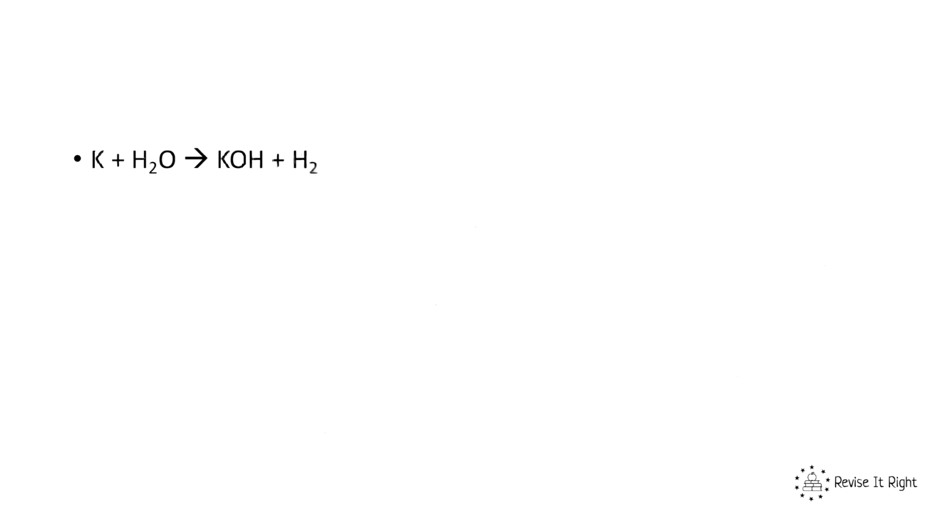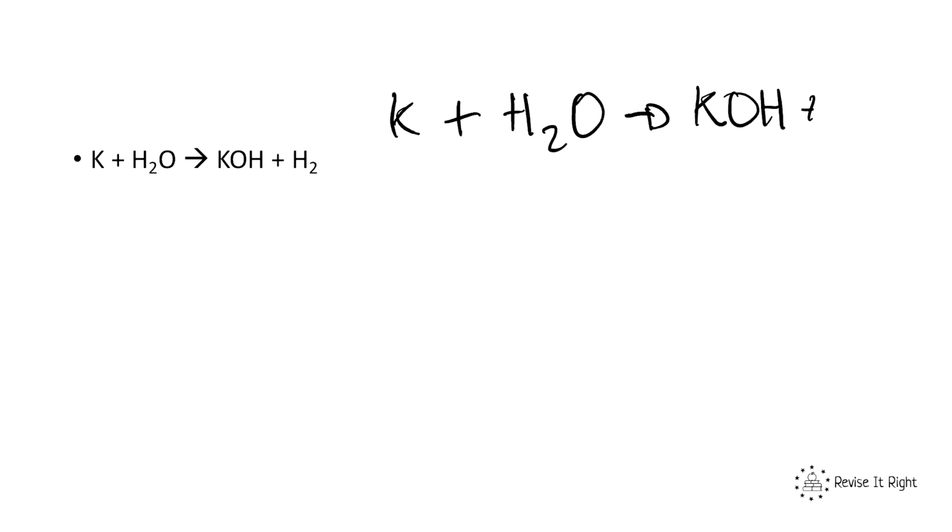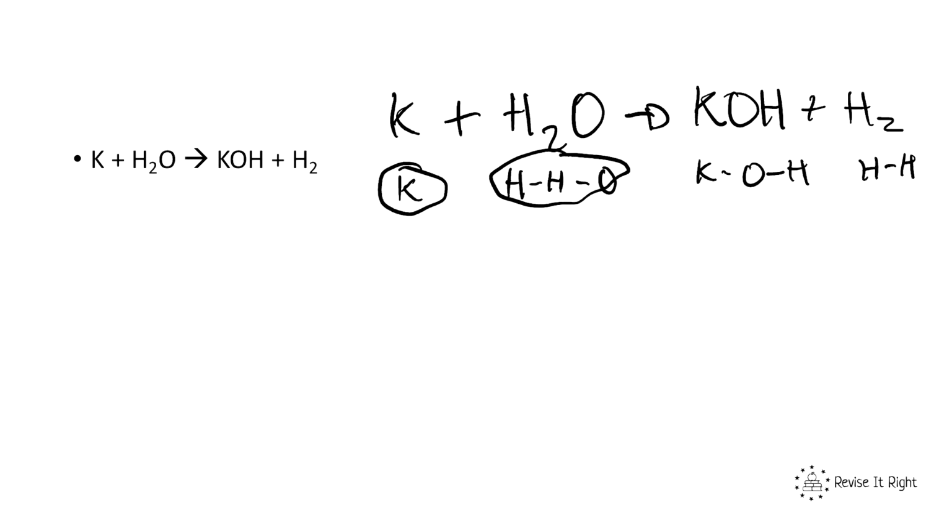Let's try another one. So K, which is potassium, plus water. It's potassium hydroxide, KOH, plus H2. So let's now write out what we've got. So we've got 1 K, we've got 2 H's and an O, we've got a K, an O and a H, and we've got 2 H's, H2. We're going to circle all of those to show that we cannot change anything there.